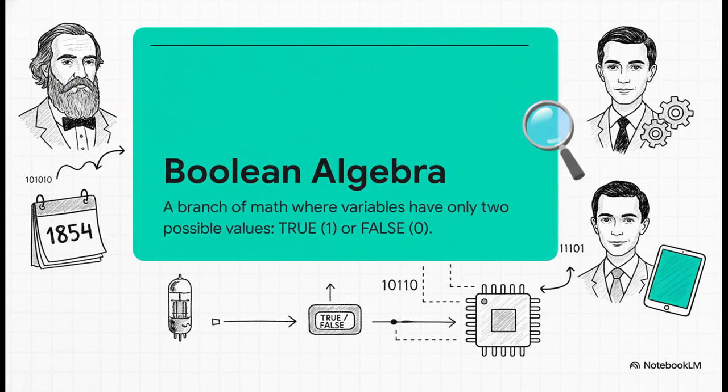So what exactly is this stuff? Well, it's a mathematical system that a guy named George Boole cooked up way back in 1854. And for decades, it was mostly just an academic curiosity. But then, in 1937, this brilliant engineer named Claude Shannon had a light bulb moment. He realized you could apply these true-false rules to electronic circuits, and that single insight created the mathematical backbone for every digital device we have today.